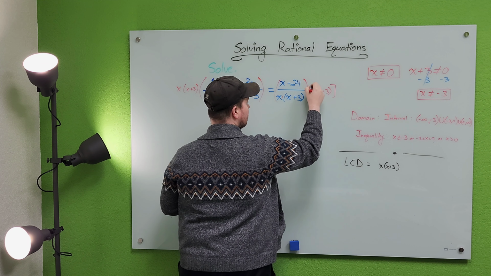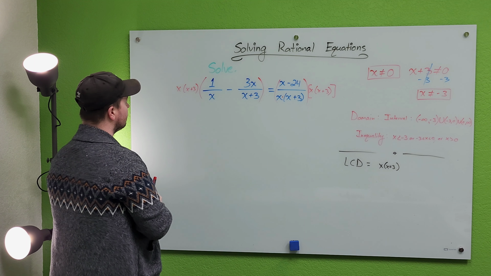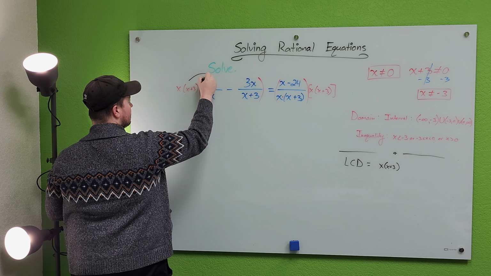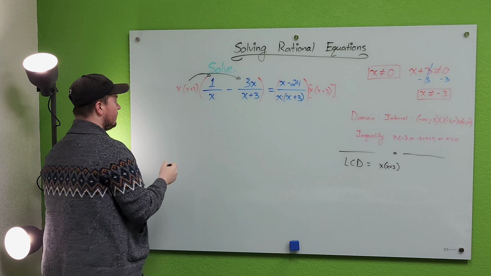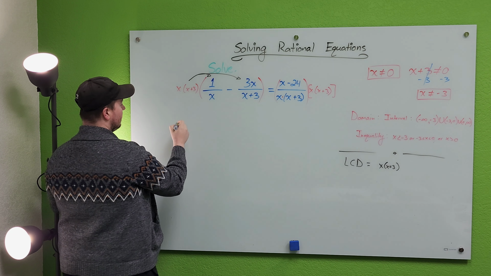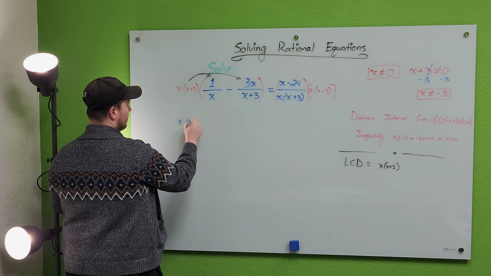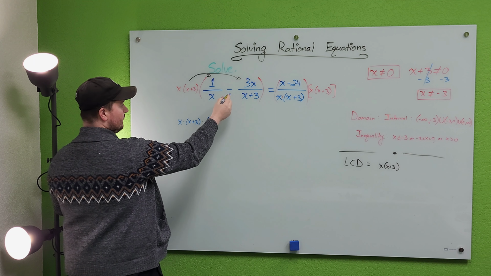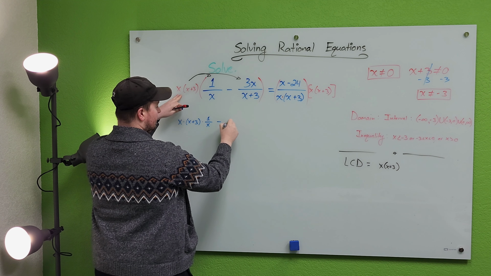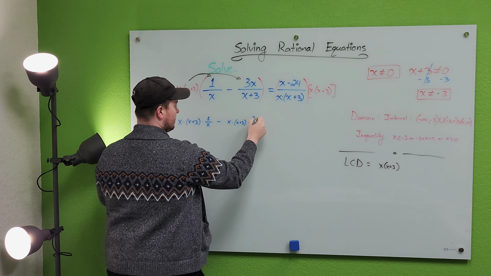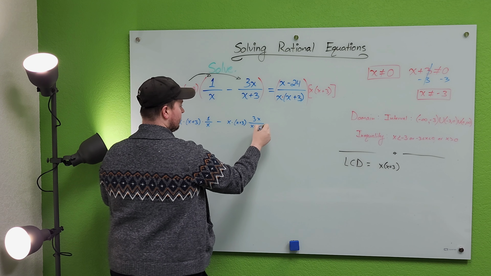I'll go ahead and put these in brackets. And we need to distribute over here. We have two terms, so we need to distribute these factors into the parentheses. So we see here, I'll show all the work, we're going to have x times (x plus 3) times 1 over x minus this again, x times (x plus 3) times 3x divided by (x plus 3).